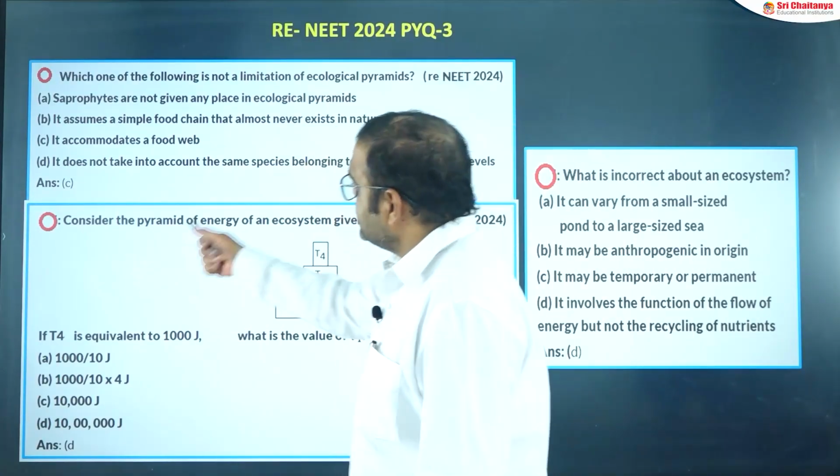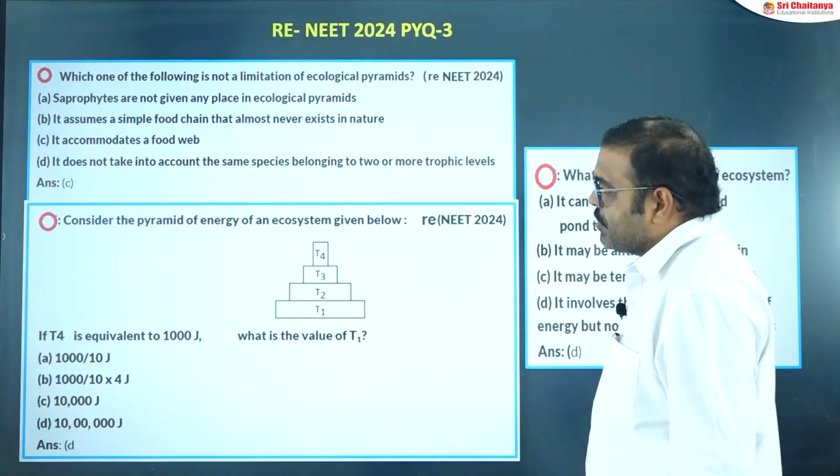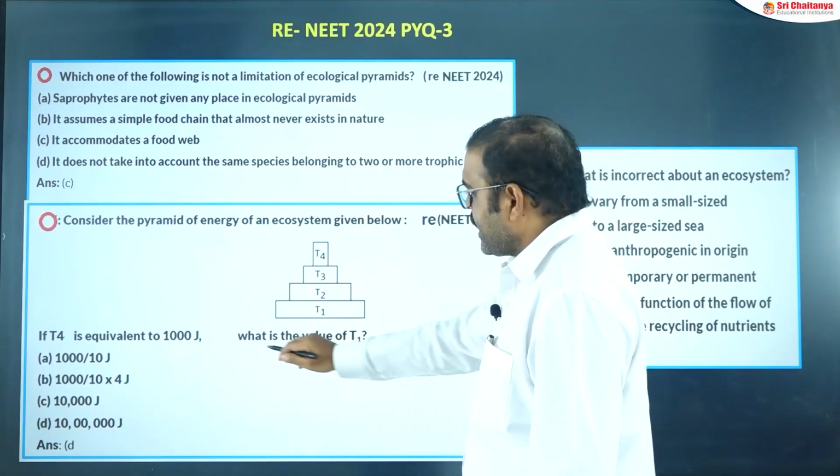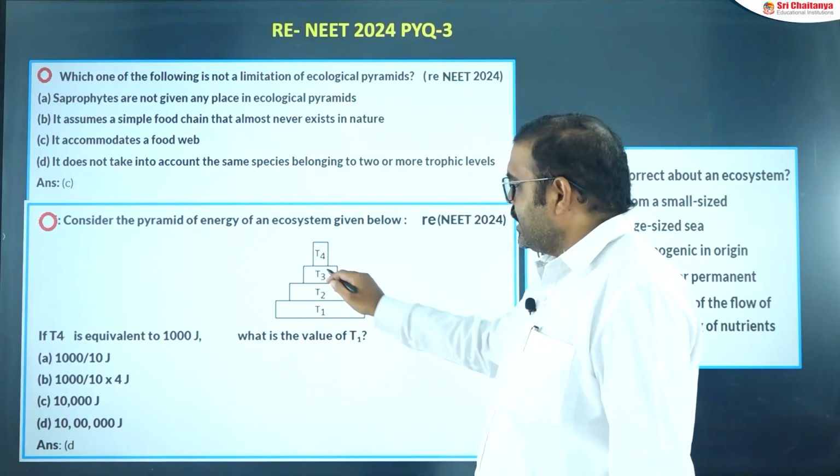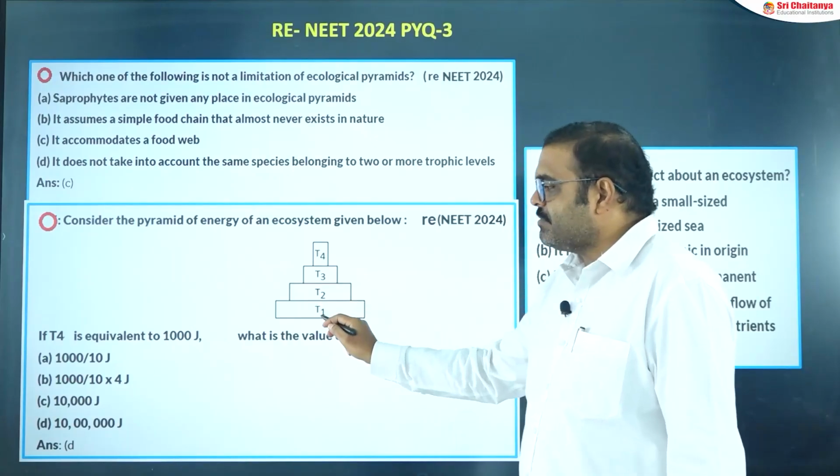Next point is to consider the pyramid of energy in the ecosystem given below. If T4 is about 1000 joules, it will be 10,000, then 1 lakh, and then 10 lakhs.